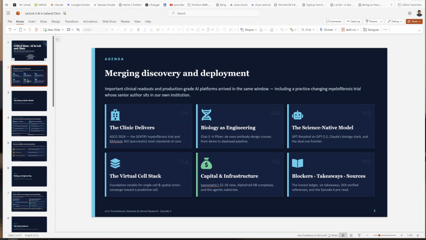Well, that's another reason, because I think we all need to be pretty serious about it. Okay, let's get into it. What we will be discussing today: one of the major topics we'll focus on is the science native modeling. We'll go into biology as engineering, clinical delivery, virtual cell stack, capital and infrastructure, and takeaways, as well as topics we could potentially cover in the next month's lecture.